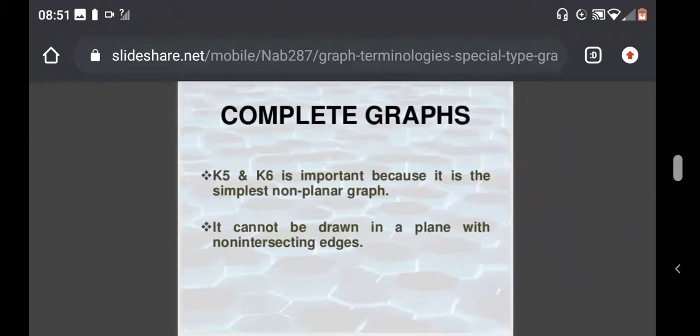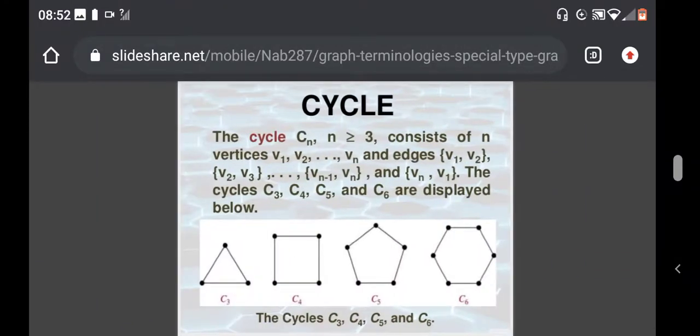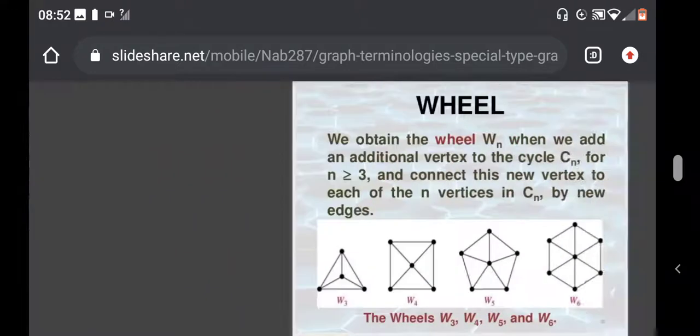So for the complete graphs example, we have the following. We have the cycle. So the cycle consists of plane shapes like triangle, square, pentagon, and octagon, or other shapes, actually other polygons that you can mention. These are belonging to the cycle graphs.